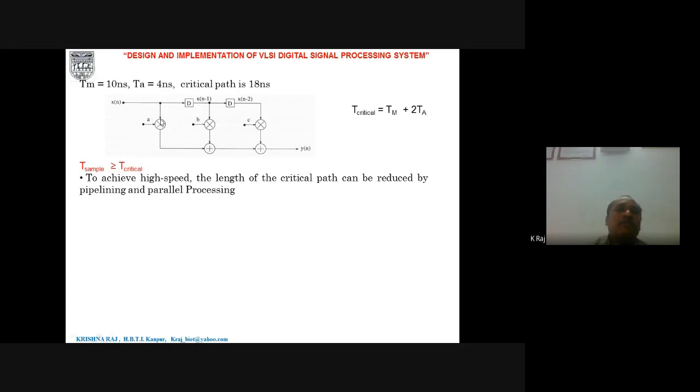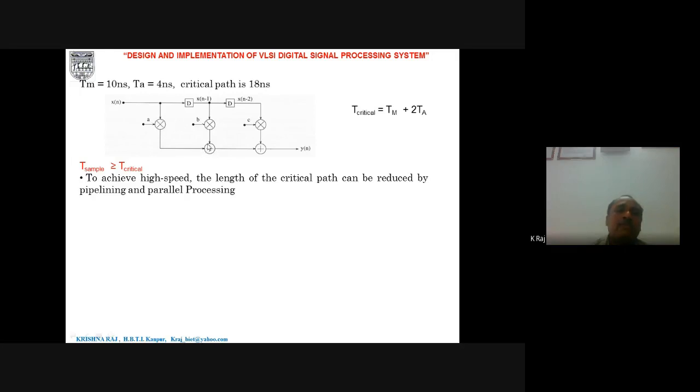And in this one there are 2 delays, that is the order is second, and naturally the equation will be y(n) = a x(n) + b x(n-1) + c x(n-2). Now the multiplier is nothing but an arrangement of transistors in order to give the operation as per the requirement, that is, 2 signals will be multiplied here. And similarly the adders take place.